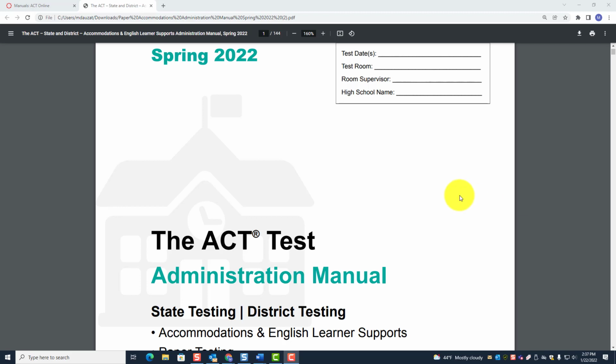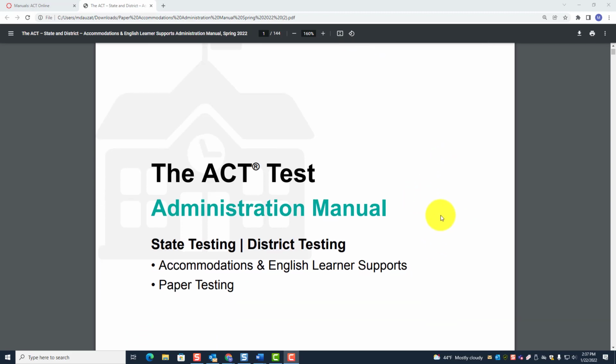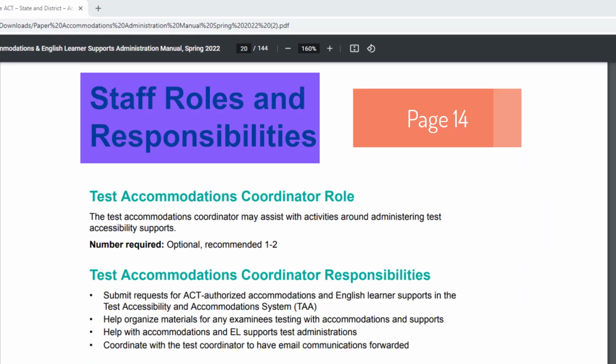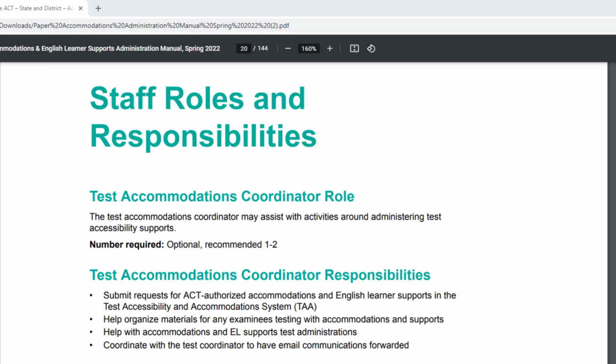We will be looking at a section from the Administration Manual for Paper Testing, Accommodations, and English Learner Support. The section we will look at will be Staff Roles and Responsibilities, and this is on page 14.